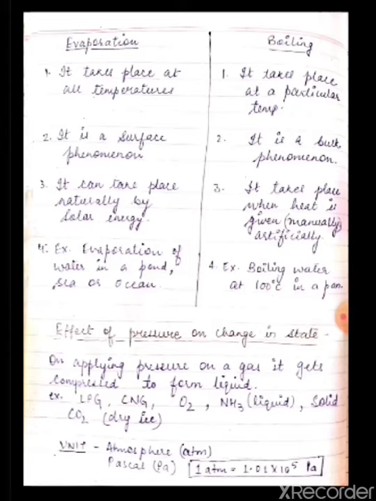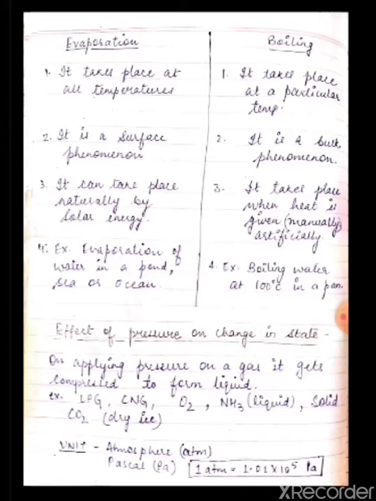Third point is it can take place naturally by solar energy. So evaporation takes place naturally with the help of solar energy, whereas boiling can be done manually or artificially. Like when you are boiling water in a pan, you are giving energy artificially or manually with the help of a gas burner. Whereas in evaporation, the water present in lakes, ponds or other water bodies gets evaporated with the help of solar energy. So that is evaporation.